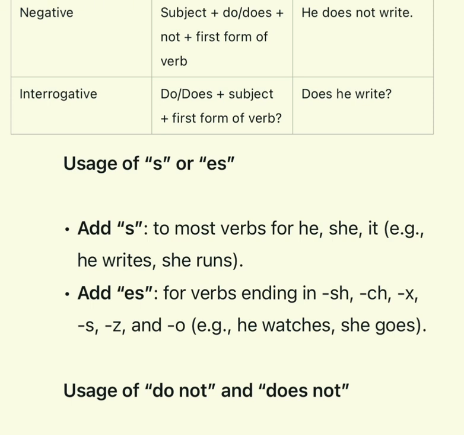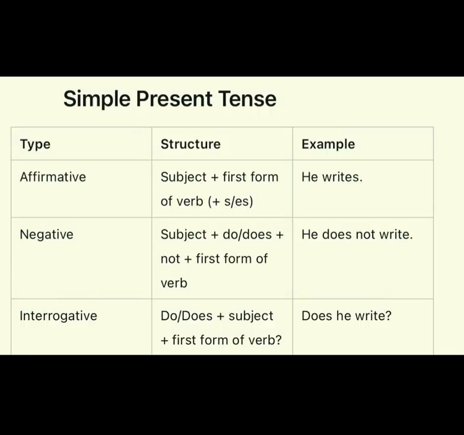It has three types of sentences: affirmative, negative, and interrogative. In affirmative ones, the structure is subject plus first form of verb. With that verb, we use s or es according to the subject, and then the object. Okay, he writes, or he writes a letter. Then comes the negative: subject plus do not or does not, then first form of verb, and then object. He does not write, or he doesn't write a letter.